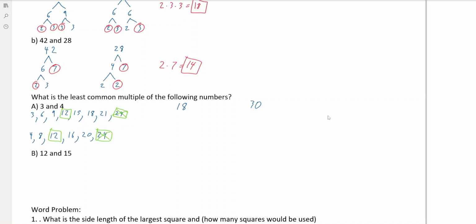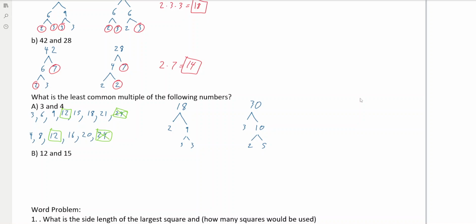Okay, so you could skip count and get your answer, but it's going to be kind of a pain and annoying to do that. So what we're going to do instead is do this other method, which is still the prime factor tree method. So 18 is 2 and 9, 3 and 3, 30 is 3 and 10, 2 and 5.